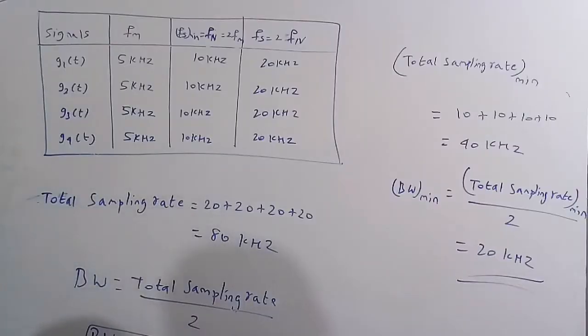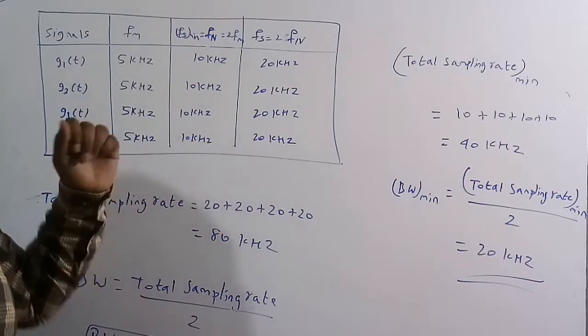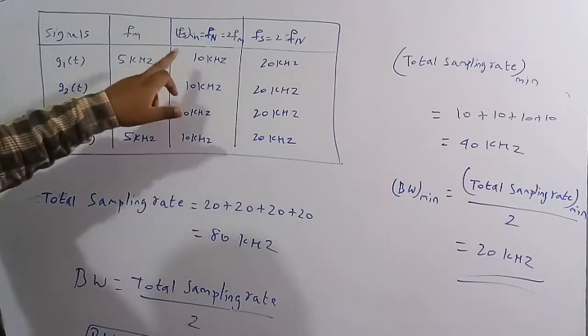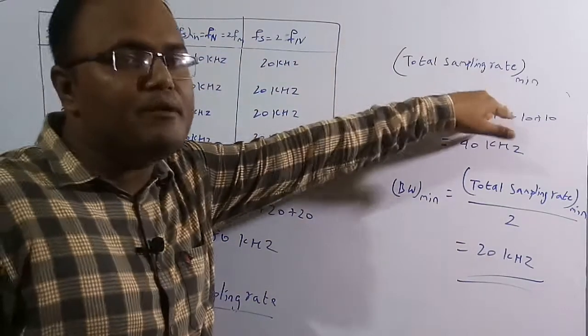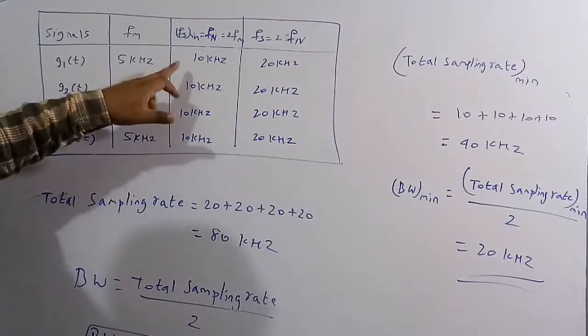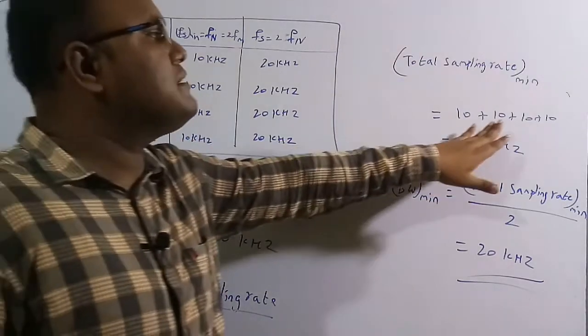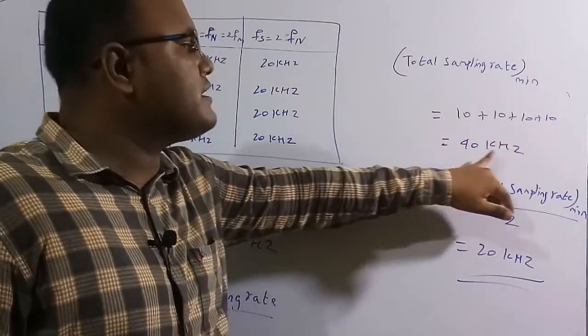But in the question they asked what is the minimum bandwidth, which means we have to go for the minimum sampling frequency. So therefore the total sampling rate is at its minimum value. We have to go for the minimum sampling frequency for each and every signal, which is 10 kHz for each signal. So therefore 10 plus 10 plus 10 plus 10, which is 40 kHz.